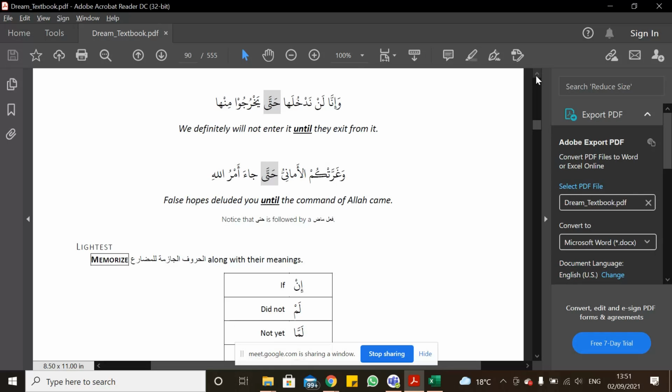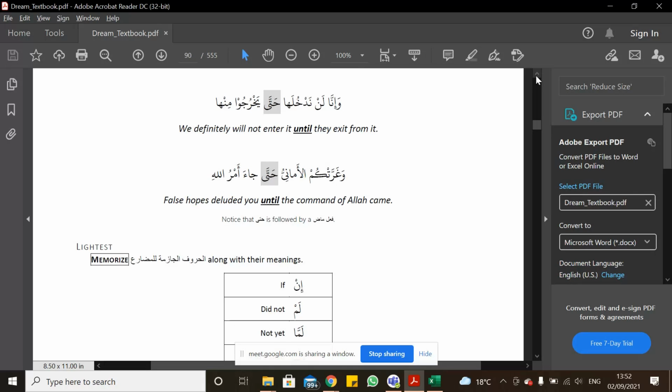Yakhruju. That was yakhrujuna, but as it's been made light because of the hatta, it's just yakhruju. And we know it's fi'l mudari because of the ya. Yes, very good. So hatta yakhruju, we will not enter until.